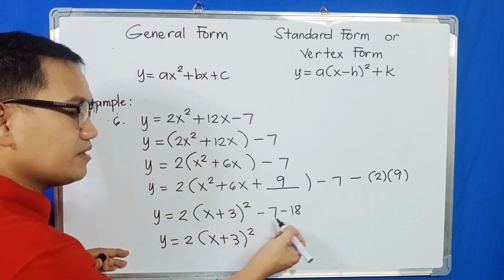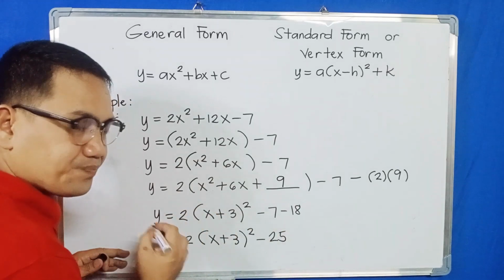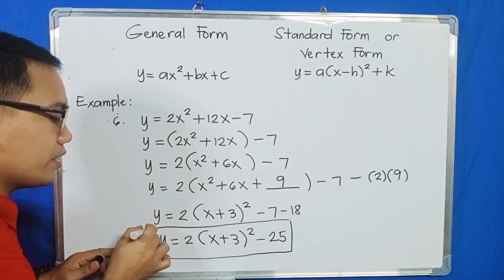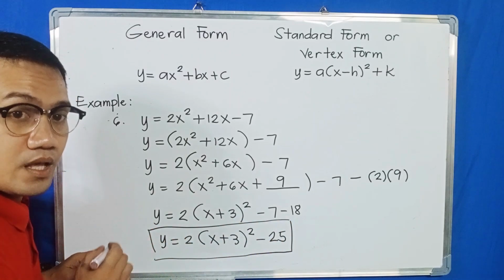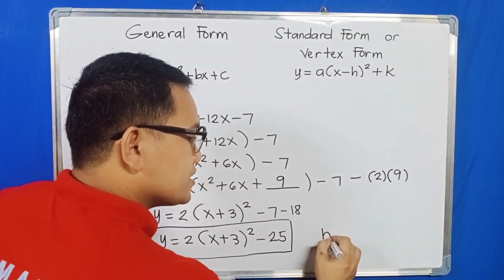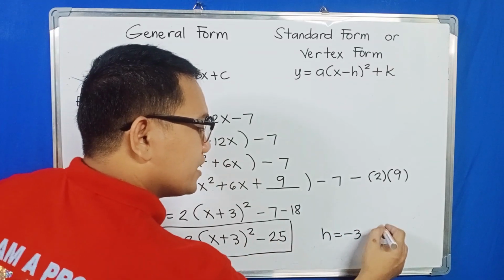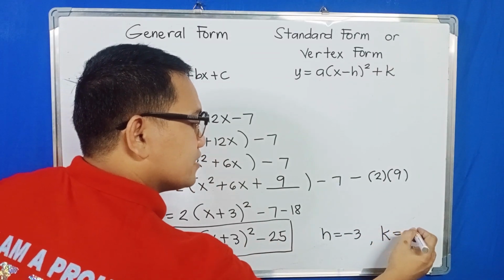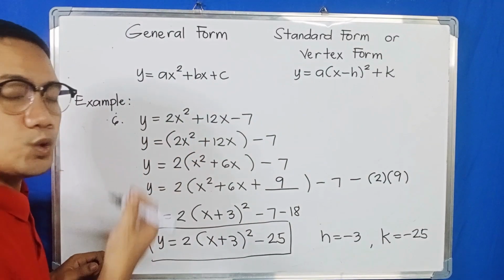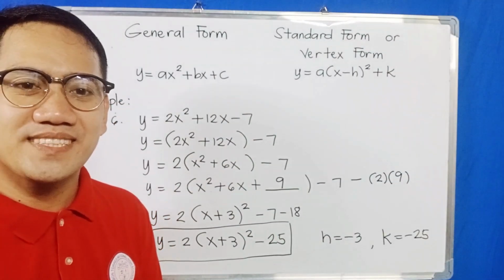Combining negative 7 minus 18, we have negative 25. So this is now the vertex form of our quadratic function. And in this case, our h is negative 3, and our k is negative 25. So this is how to obtain the vertex form of our quadratic function.